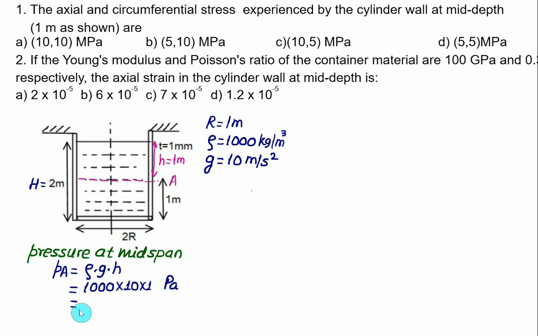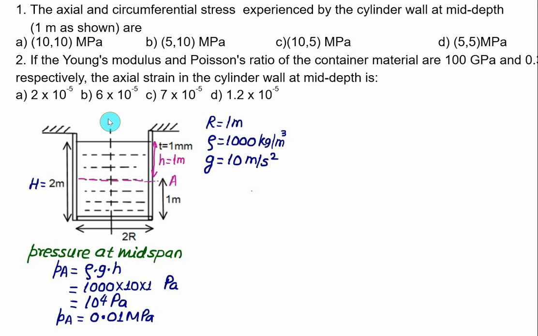We required the gauge pressure here, but we required it in megapascal. So this pressure is equal to 10 to the power 3 times 10 to the power 1, that equals 10 to the power 4 Pascal. Divide it by 10 to the power 6, and we will get the pressure PA equal to 10 to the power 4 divided by 10 to the power 6, which is 0.01 megapascal. So we know the pressure at A equals 0.01 megapascal.